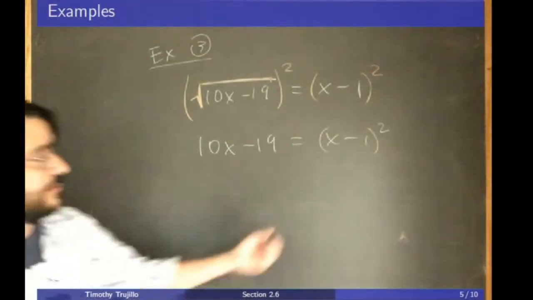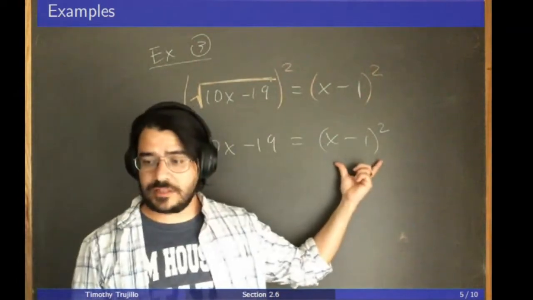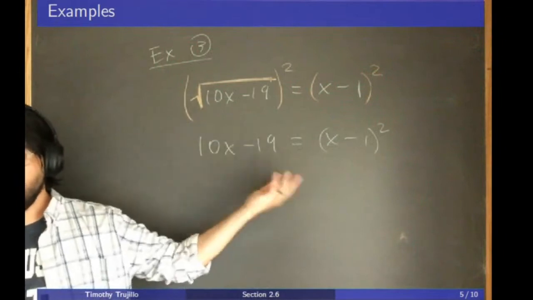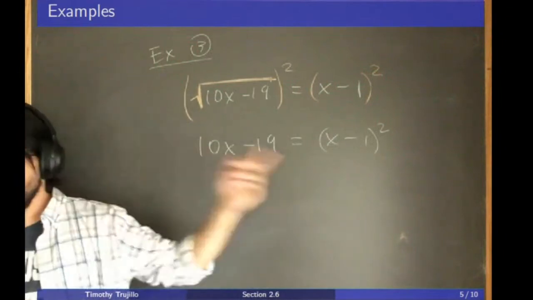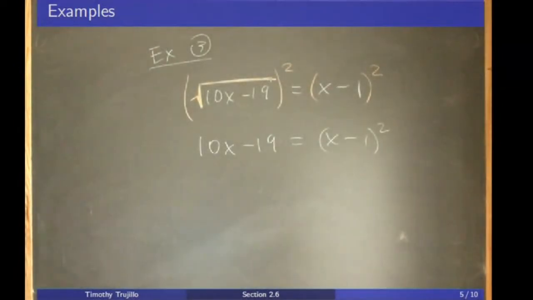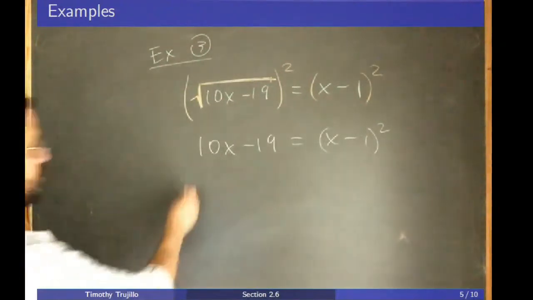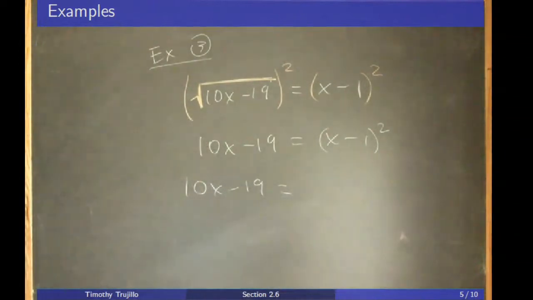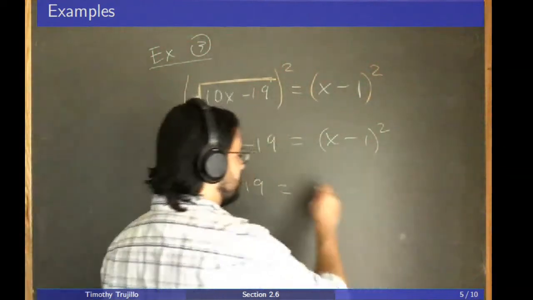So let's go ahead and FOIL this side out. What do we get when we multiply this out? We should recognize this is a quadratic, and we're going to want to multiply everything out and move everything to one side of the equation. So what do we get on this right-hand side when we FOIL out the x minus 1 squared? Again, we get 10x minus 19 here, but what do we get on this side? Okay, so it's going to be x minus 1 times x minus 1.